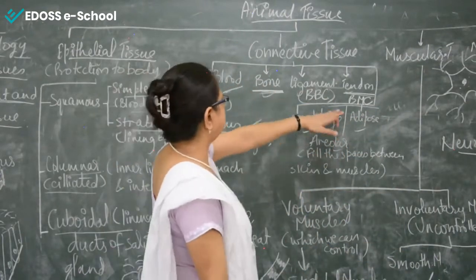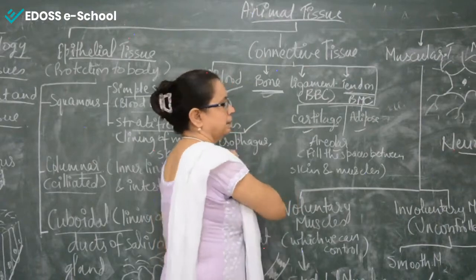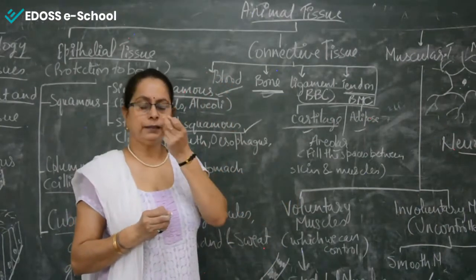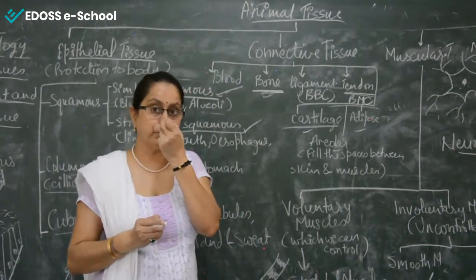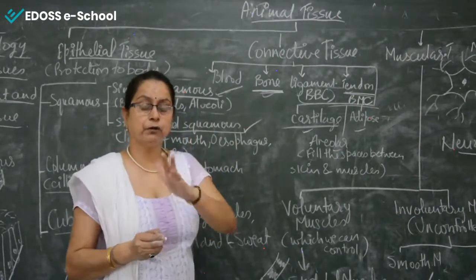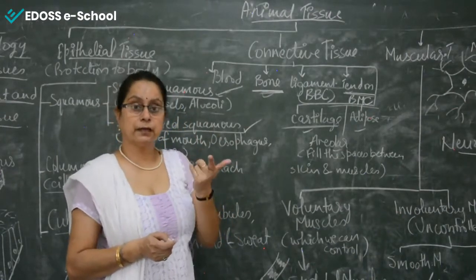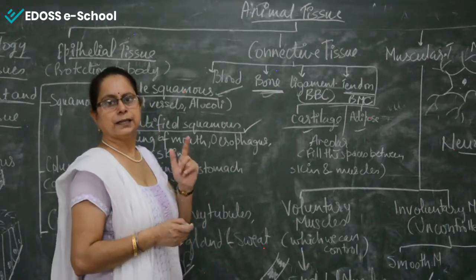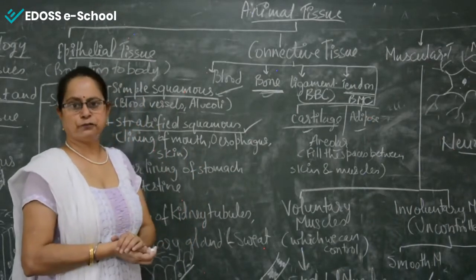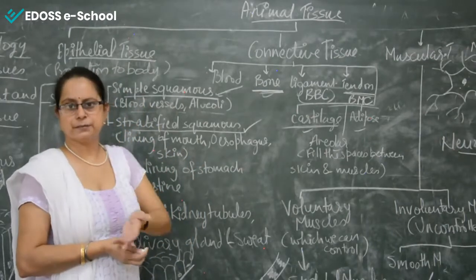Now next to the tendon is the cartilage, like the ear pinna and the front part of your nose that we can move very easily with the help of our thumb or finger. Is it bone? No, it is cartilage. Actually cartilage is called the soft bone that has flexibility.